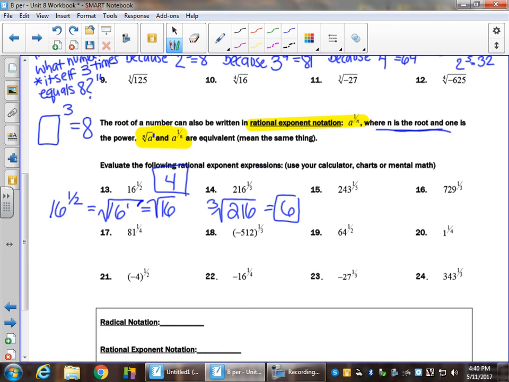Number 15, I am looking for the fifth root of 243. Again, we are paying attention to the denominator of the fraction because that tells us the root. N is the root. Fifth root of 243. 1 is the power. I don't want to leave that out too much. It's not our focus because 243 to the first power is just 243. Fifth root of 243 to the first, or just fifth root of 243. Go ahead and use your chart.